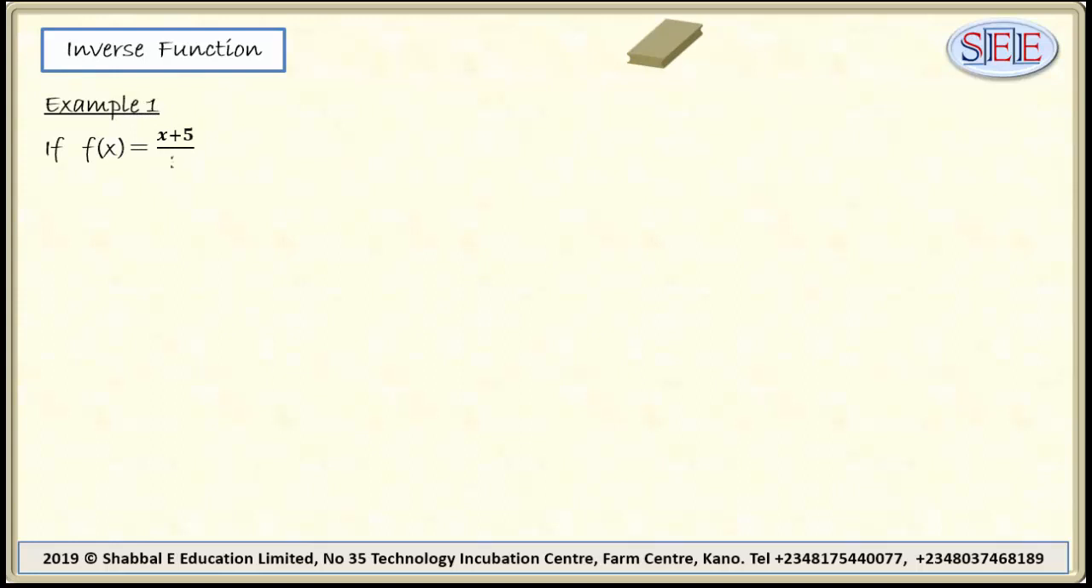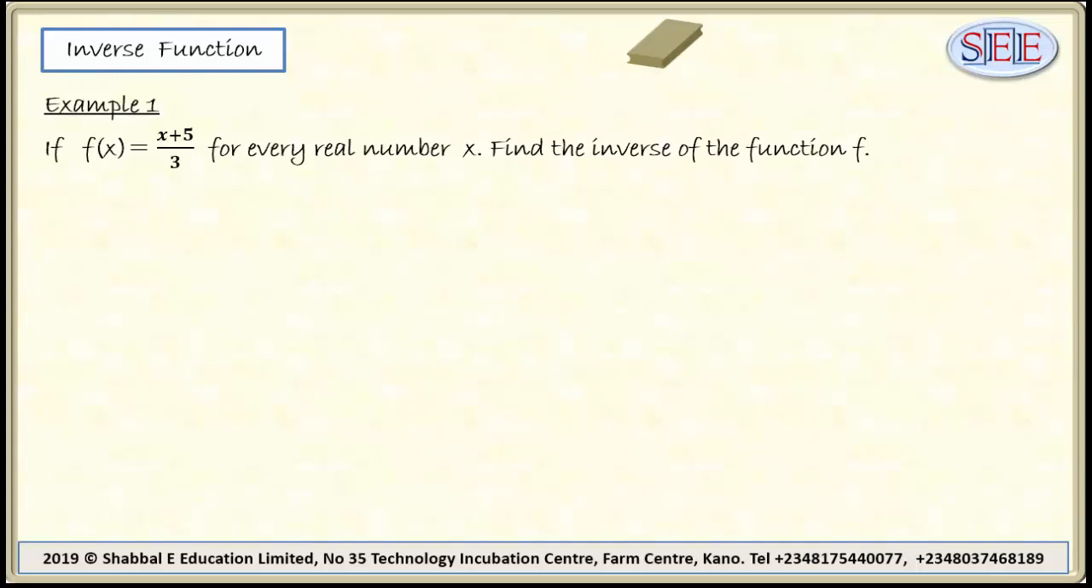Example number 1: f of x is a function defined by the formula f of x equals x plus 5 all over 3, and this holds for every real number x. The question asked is to find the inverse of the function f. Solution: what we do first is to copy the definition of the function, f of x equals x plus 5 all over 3.